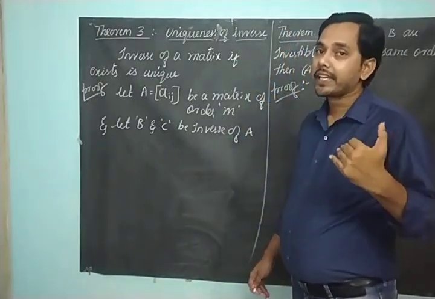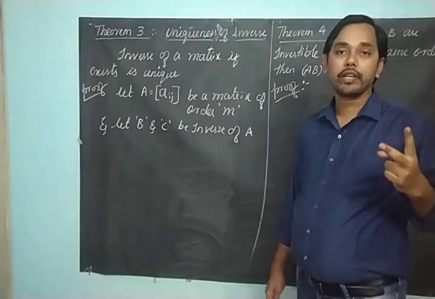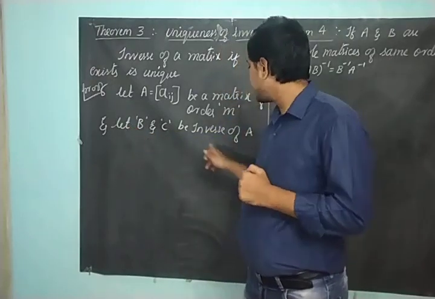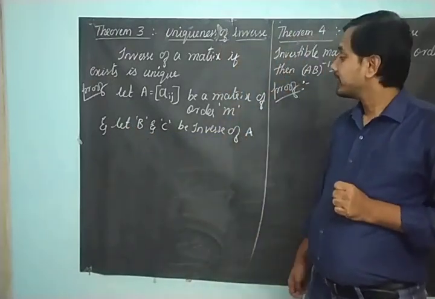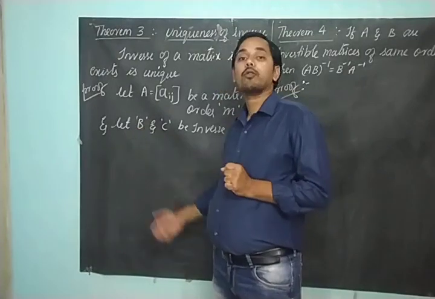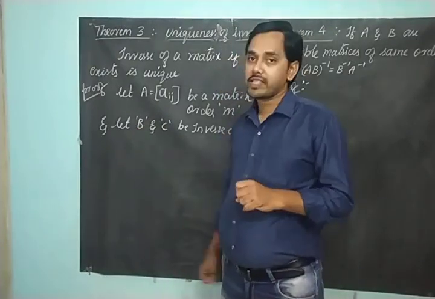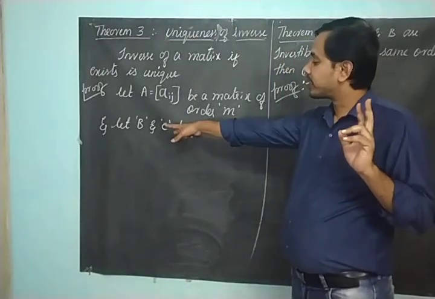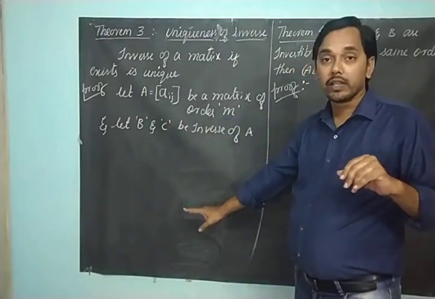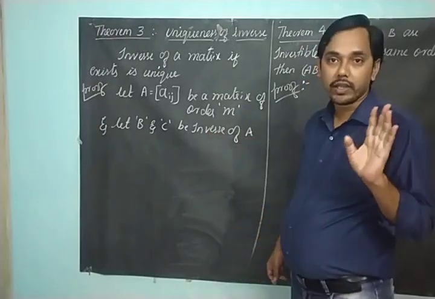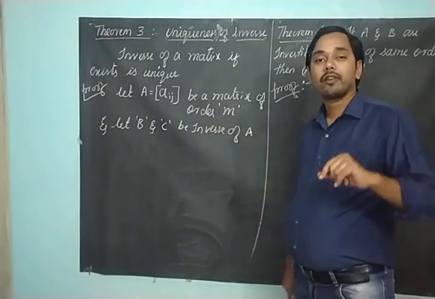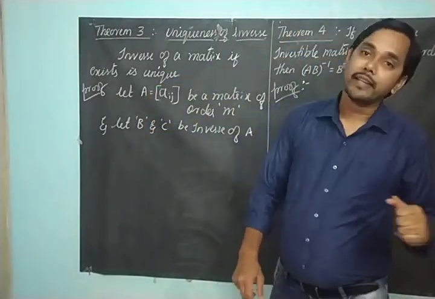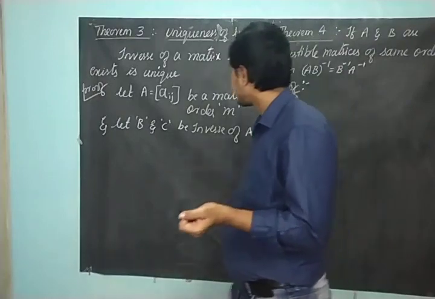To prove that, initially we will consider that it is having two inverses. That's what we have considered here: B and C are inverses of A. Now our job is to prove that B is equal to C. If B is equal to C, then it means that it is having only one inverse. So to prove that A is having only one inverse, initially we have considered it has two inverses, and then we are proving both are the same.